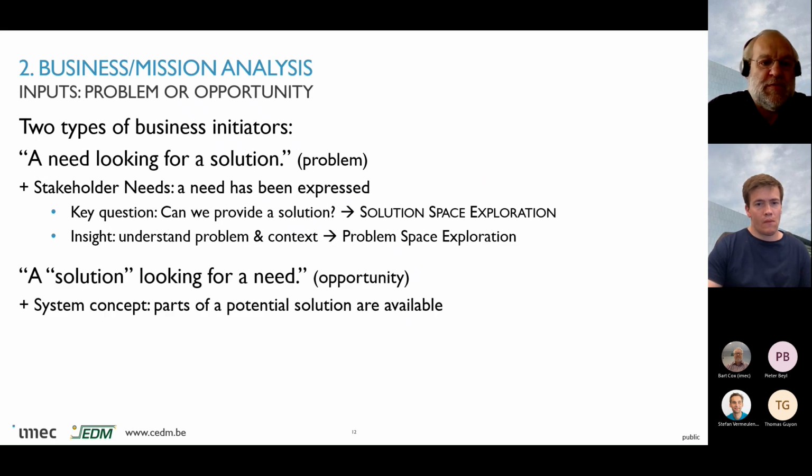But there can be another initiator, and that would be something like a solution looking for a need. This could be for a research organization like IMEC. This is the typical situation. We have a lot of solutions, but who can make use of this? Or as a company, you have certain capabilities, certain technologies, which you think you can make more money out of. So what is the head start here?